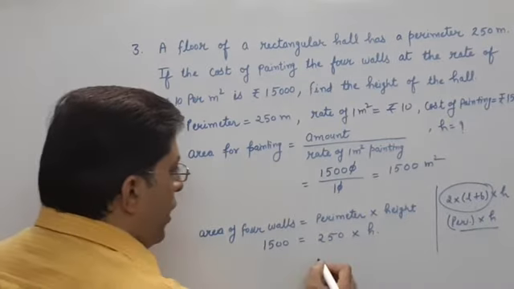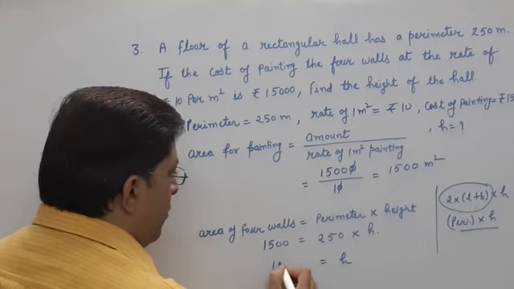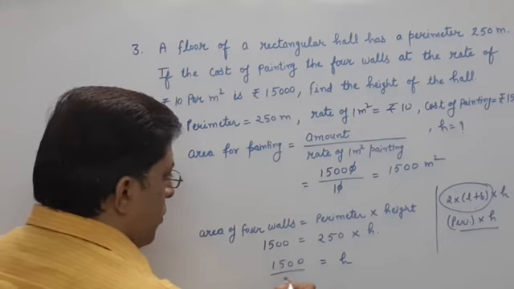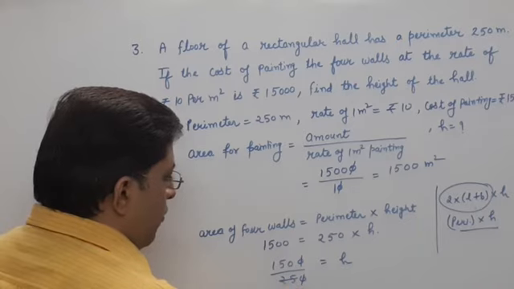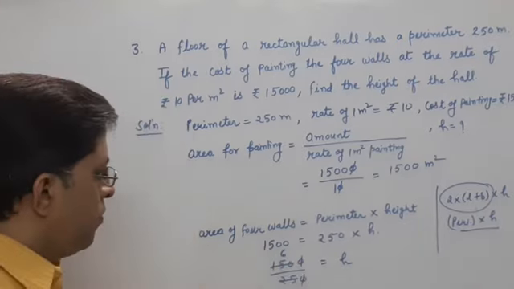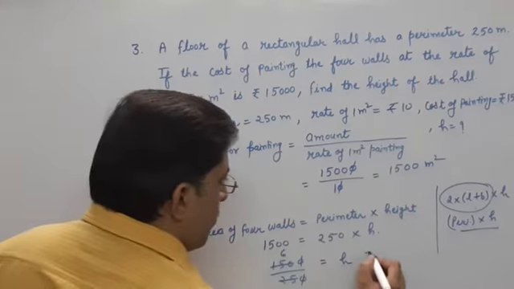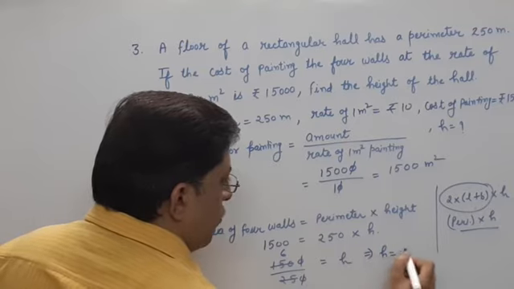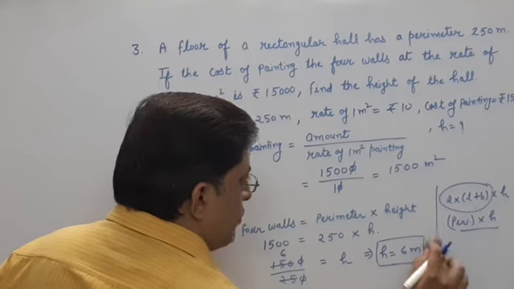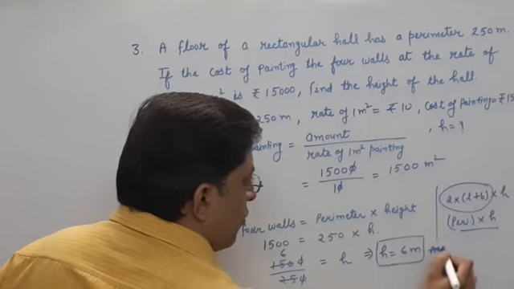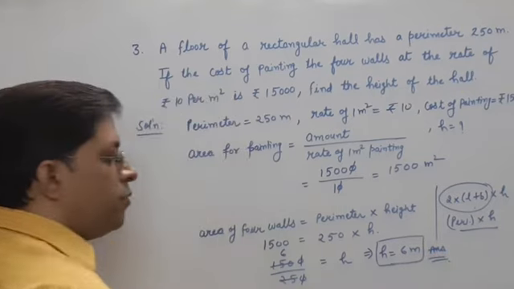And what will be height? When you divide it, 1500 by 250, you will get 6. H is equal to 6 meter. This is your answer.